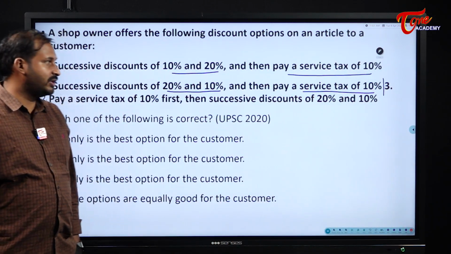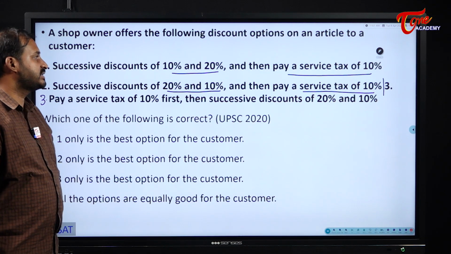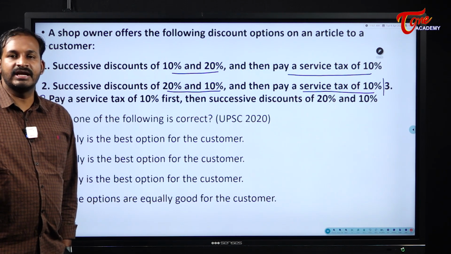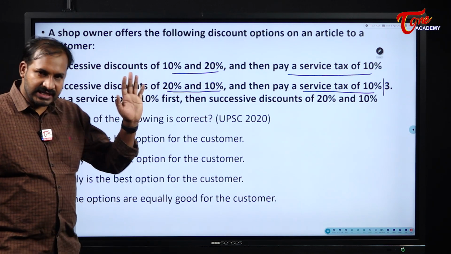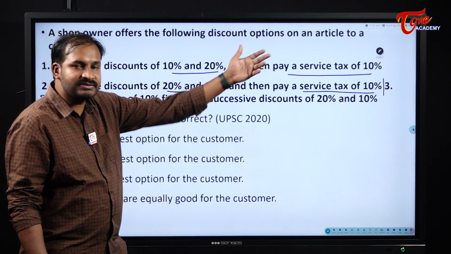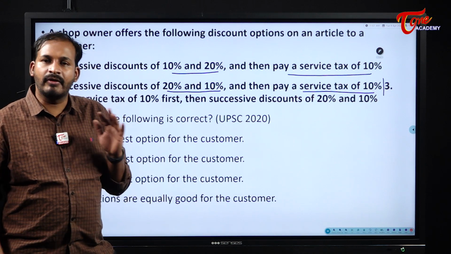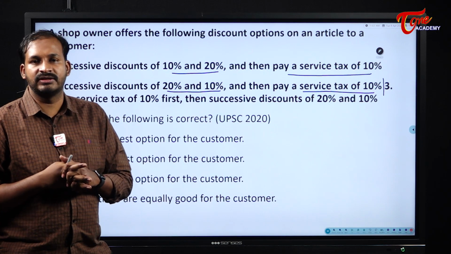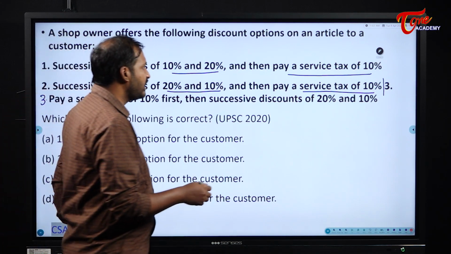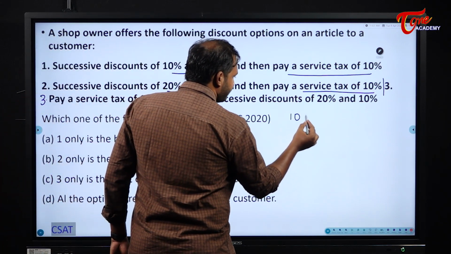Okay, now here we have three options. See students, we can take the help of our assumption. Why? Because anyway this question is successive percentage only, but at last we are paying some tax, right? To avoid all these confusions, my suggestion is we will try to solve this one with the help of assumption. Assume that the price is 100 rupees.